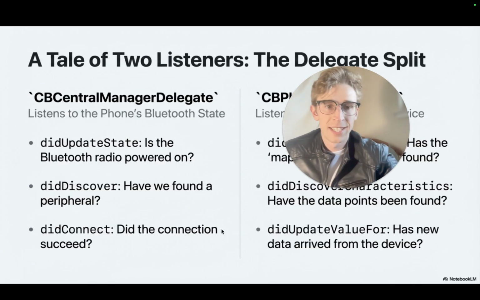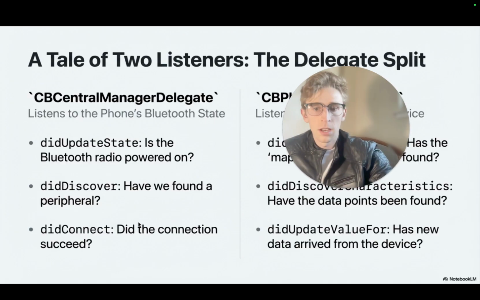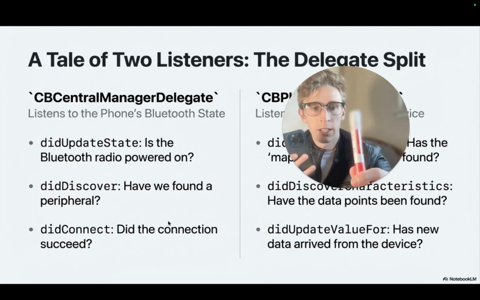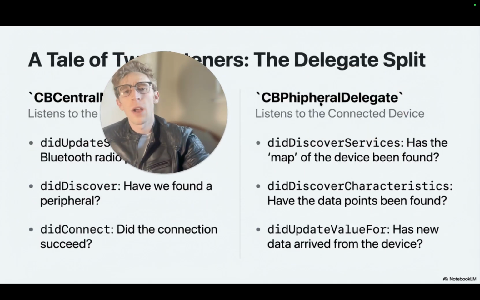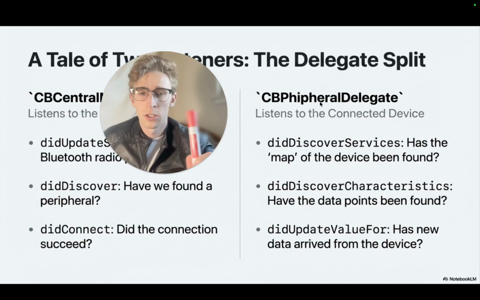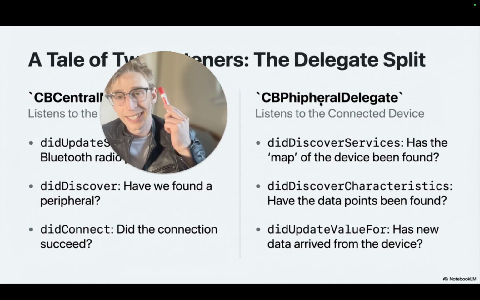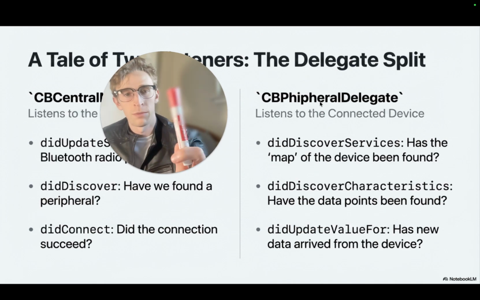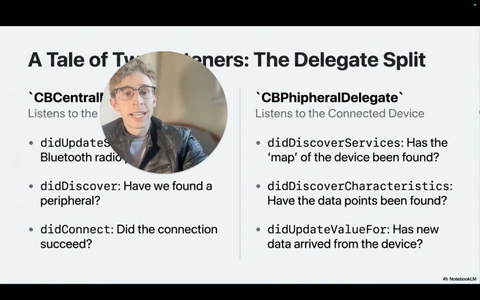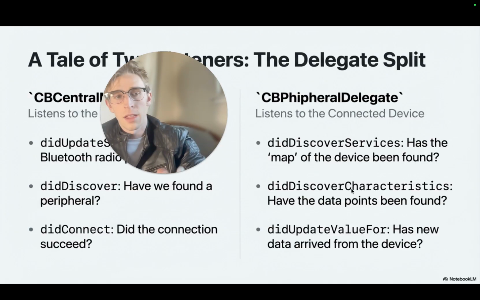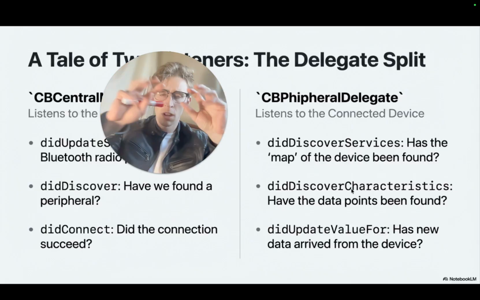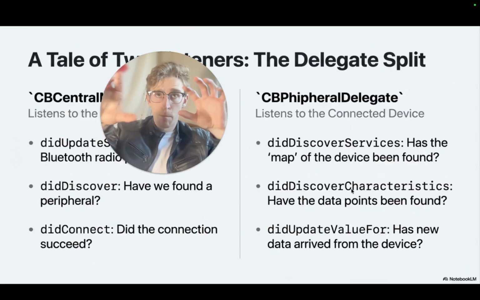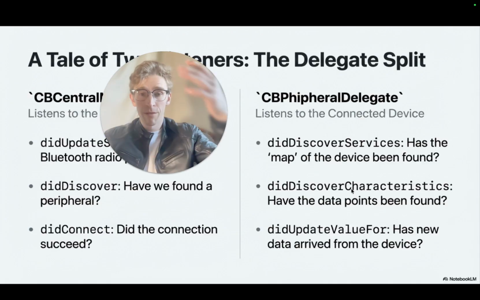So once you've sent out that connect command, it's going to listen for when that connection event takes place. Then we've got a CBPeripheralDelegate. That's an object responsible for listening to events that happen in the peripheral device. didDiscoverServices: has the map of the device been found? The map is like these services, your battery and your temperature service. Have we found those, right?